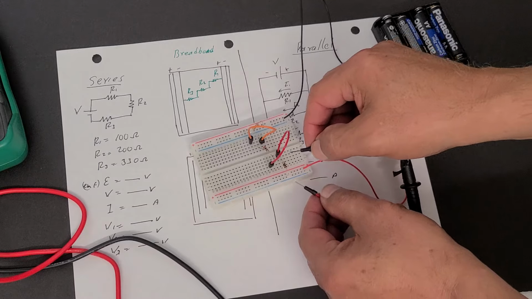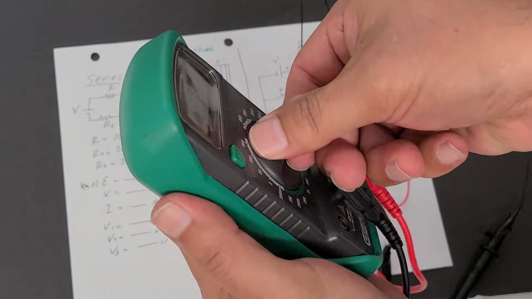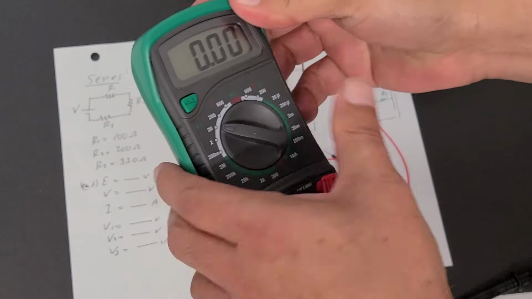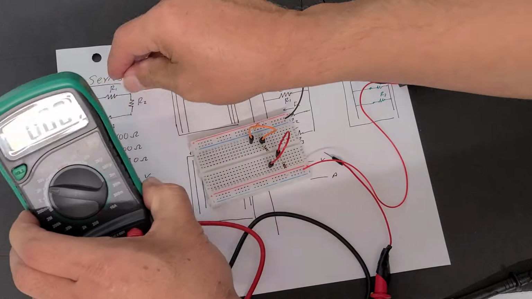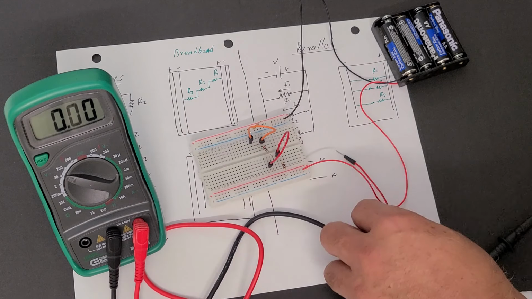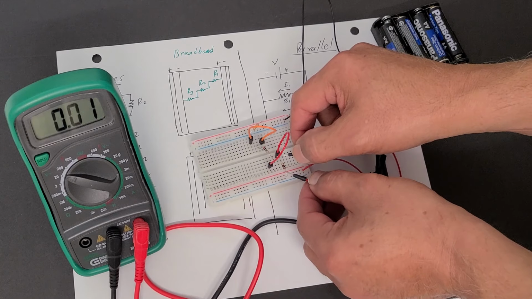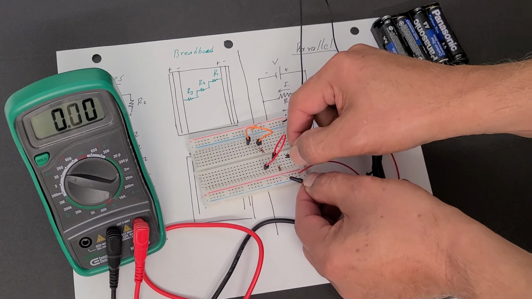Okay, let's go. It's in parallel. But before, let's go to voltage right here. Okay, let's do it. Okay, hopefully you can see it. Can you see it? Okay, great. Now let's go to the first one. Okay, these are in parallel. Let's touch them. So this is the voltage drop.